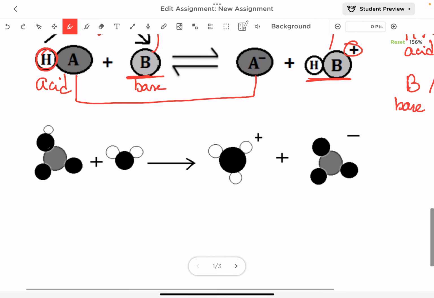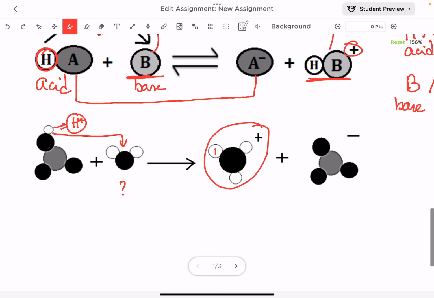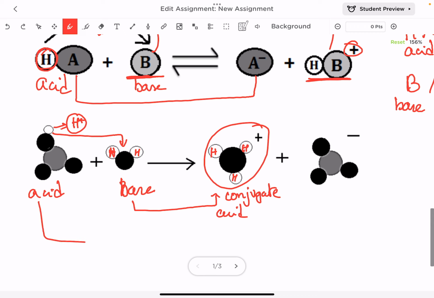Here's another diagram. This is the hydrogen plus ion, and it was donated to this one. How do I know? I just look at it here. There were 2 H's in this water molecule, and now there are 3. So the base accepted a proton from the acid, and the base turned into a conjugate acid, and the acid now doesn't have this H plus here anymore. It turned into a conjugate base.